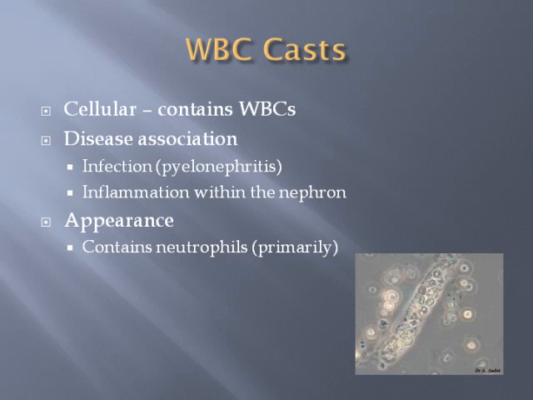Similarly, we can have white blood cell casts, and obviously they contain white blood cells. They are associated with infection and pyelonephritis and any kind of inflammation within the nephron. They primarily contain neutrophils. They can contain other white blood cells, but usually if you see them, they are containing neutrophils. They are highly associated with pyelonephritis. If you take a look here, you can see that the individual white cells inside here look just like a white blood cell. These are not normal at all under any circumstance. When you see white blood cell casts, there definitely is something going on. There is some kind of disease association.